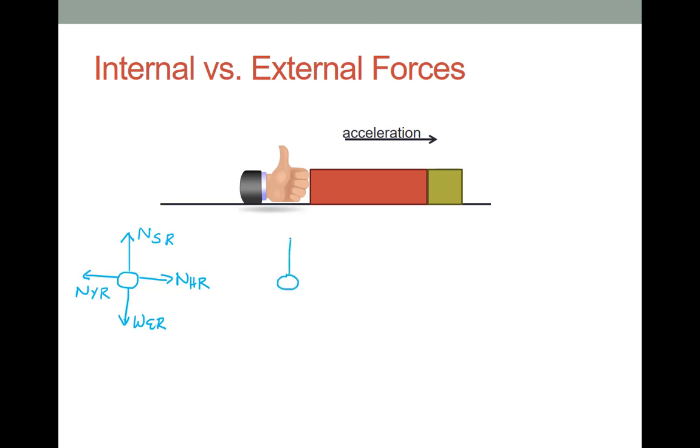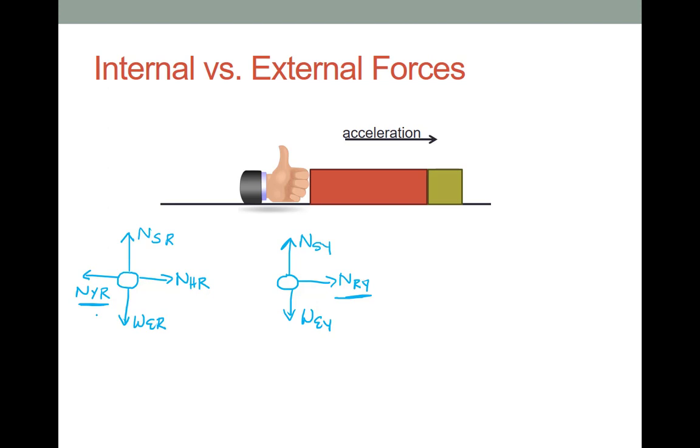Okay. If we look at the yellow block, we have a normal from the surface on the yellow. We have the yellow block's weight. We have a normal from the red block on the yellow, and that is it. The hand is not touching the yellow block, so that doesn't occur there. Again, we're ignoring anything like friction and things like that. They're not necessary for the problem. And we can see our third law force pair hiding right there.